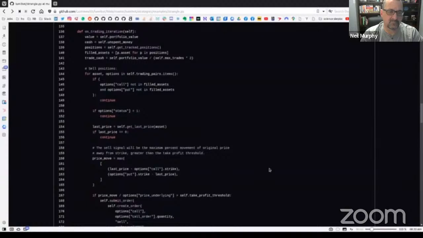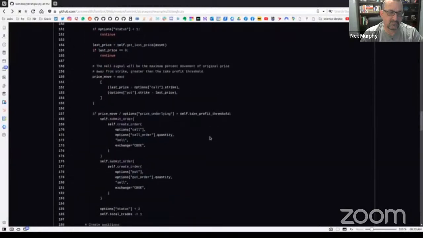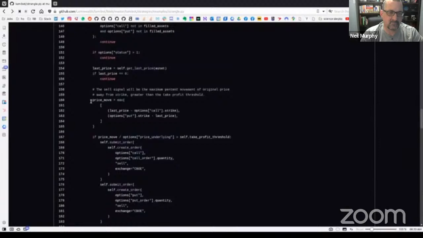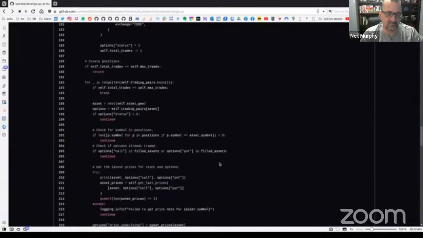We always sell first, try to raise cash if we need to, when we're long anyway. And so here we're going to just point out something specific to this strategy. We look for the price move here. And then what we do is we compare it to the threshold that we've set that we're willing to take our profit on. For this particular example, the threshold is really low because I want to make some trades. And then we create orders and submit the orders by liquidating our positions.